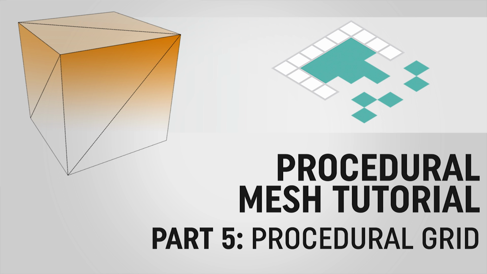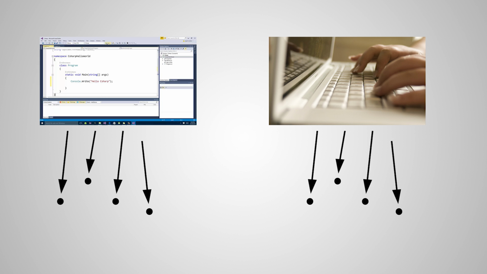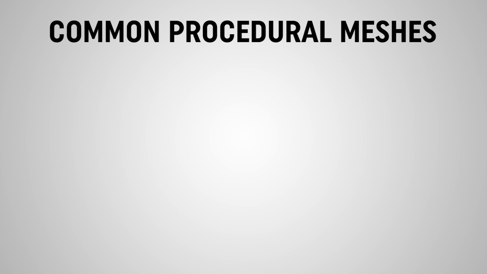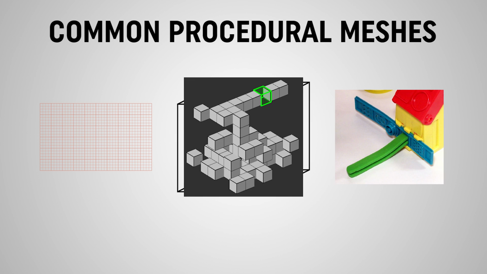Now that we understand how vertices are going to influence our mesh, we can start creating a procedural algorithm to position our vertices rather than just hard coding where they're going to appear. Procedural meshes typically appear in 3 structures: grids, cubes, which are also called voxels, and extrusions. Today we're going to be focusing on grids.